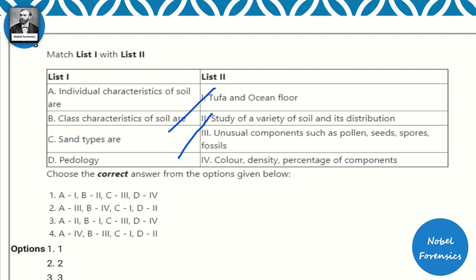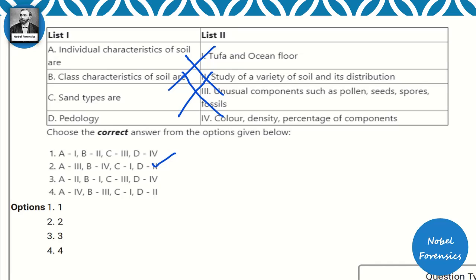Then unusual components such as pollen, seeds, spores, fossils. These give a unique character to the soil, which means individual characteristics. Then coming to the 4th one, color, density, percentage of components. These all are basic characteristics of the soil. So these all are class characteristics. So yes, option 2 is correct.